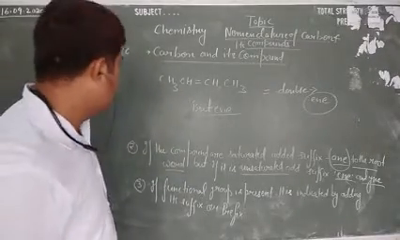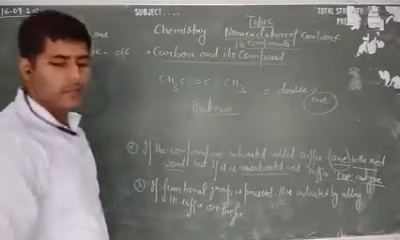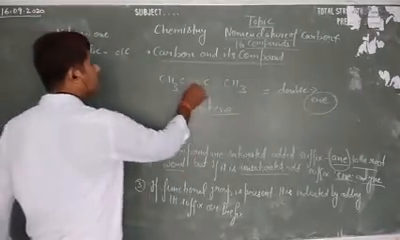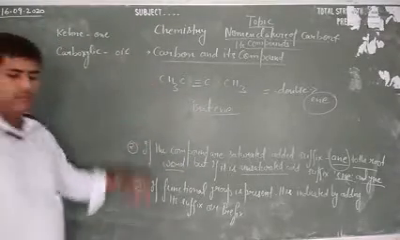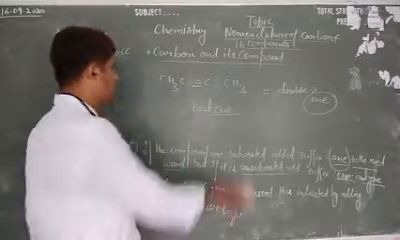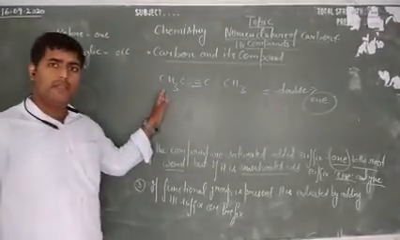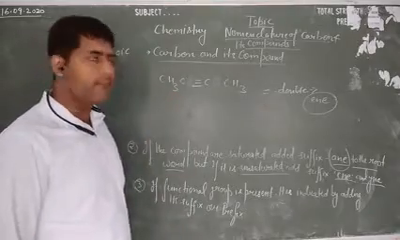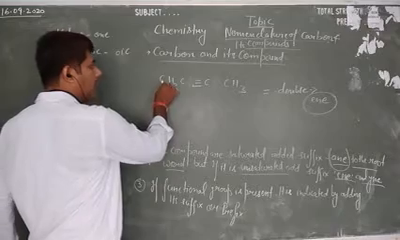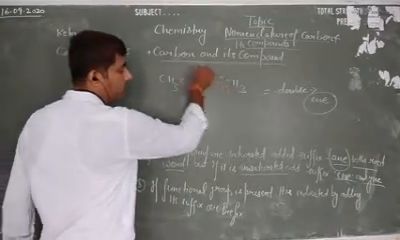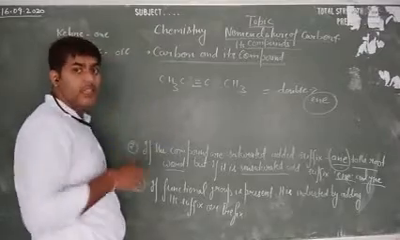Now, next. This is the given compound. How can we give the name? First we count the number of carbon atoms. How many carbon atoms are present here? 1, 2, 3, 4. How many carbon atoms are present here? 4.